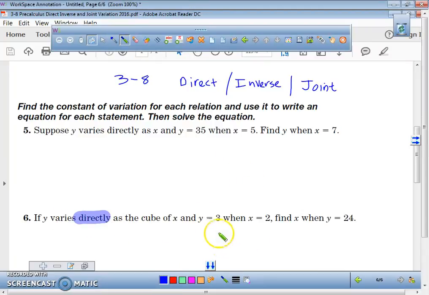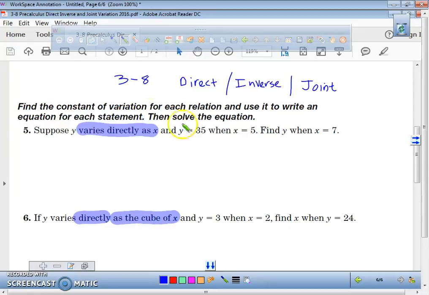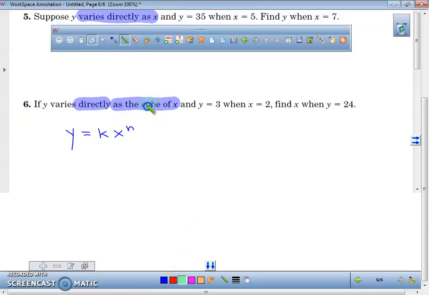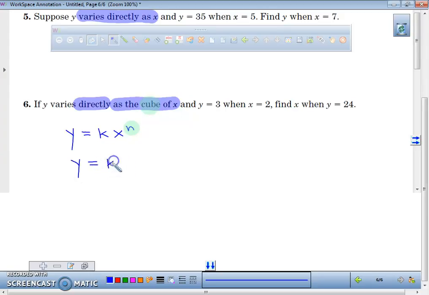Now, this one's a little bit different. The last one said y varies directly as x, and this one says y varies directly as the cube of x. So let's think about our standard equation for direct variation. Our standard equation is y equals k times x to the power of n. But this time, we know what our n value is. Our n value in this particular case is going to be a 3. So rewrite it as y equals k x to the third.